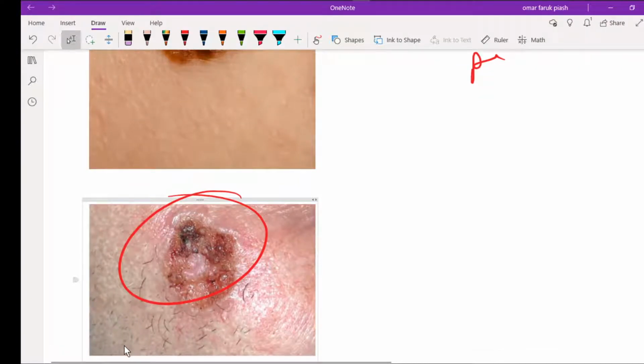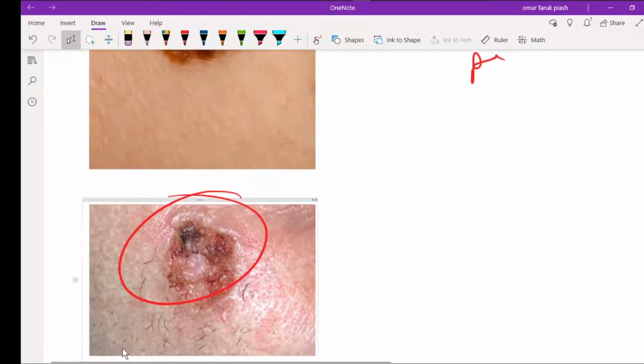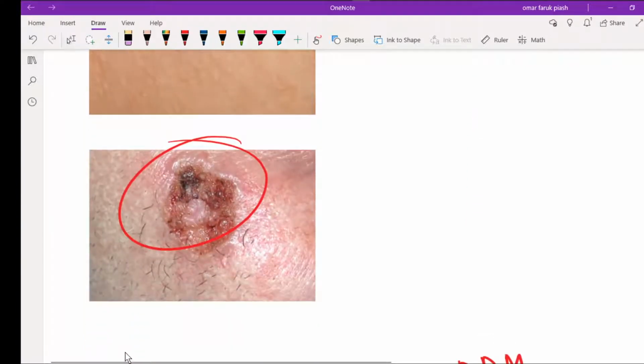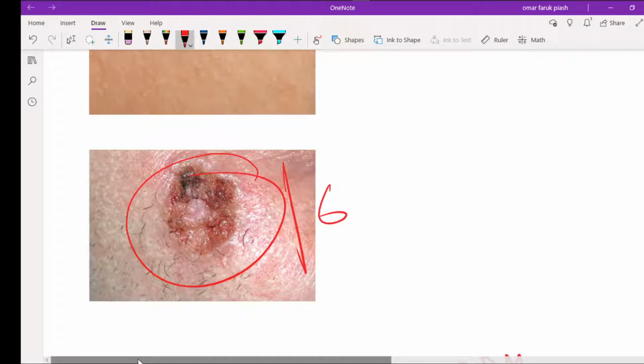Border irregular, color is not uniform. Sorry, this is the picture of melanoma. Here there is asymmetric color, diameter is more than 6 mm, and borders are irregular. It is characterized by radial growth.